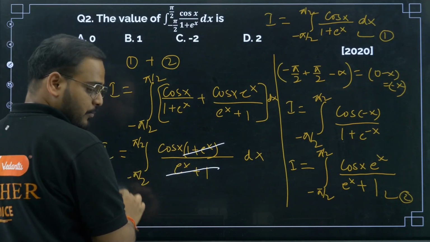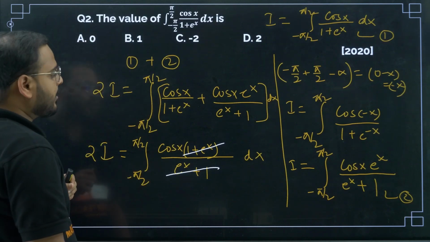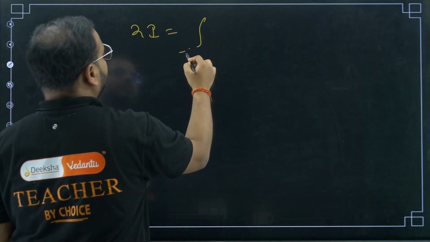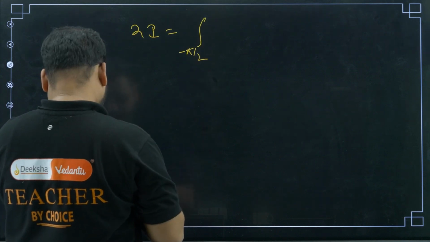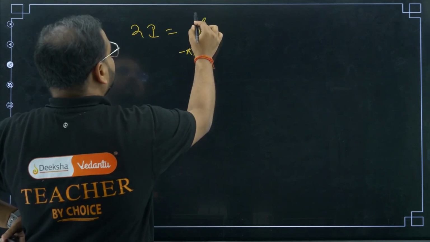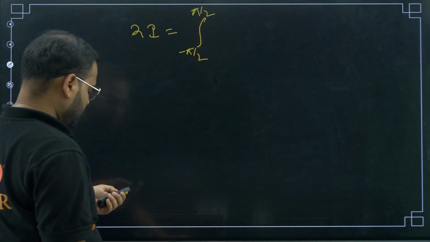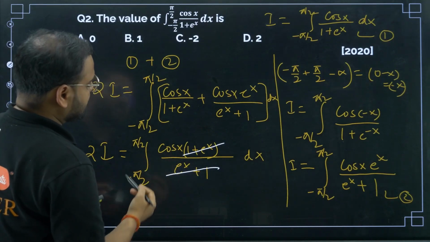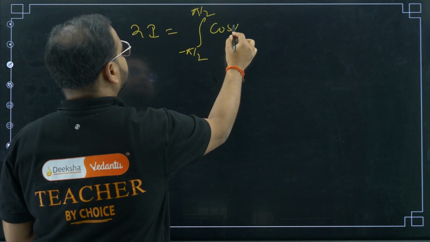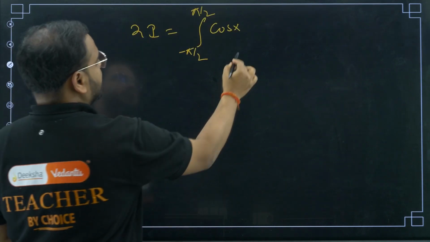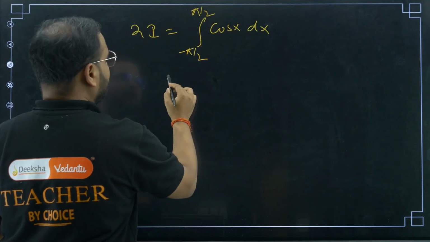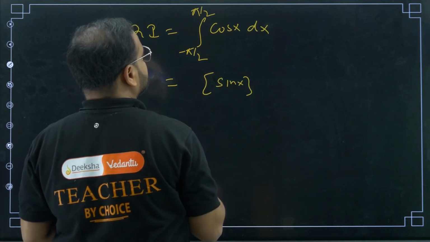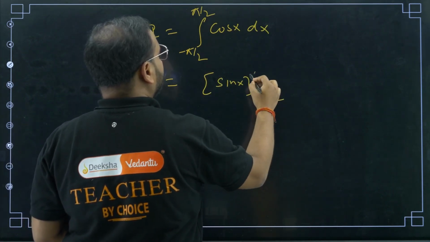2I. I hope this is visible. 2I. Please have a look. So I can write this as 2I equals the integral from minus pi by 2 to pi by 2 of cos x dx. If I do that, what am I going to get for the cos x integration? Simply sin x, okay? So from minus pi by 2 to pi by 2.